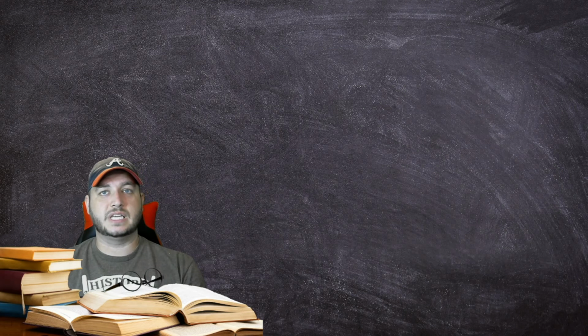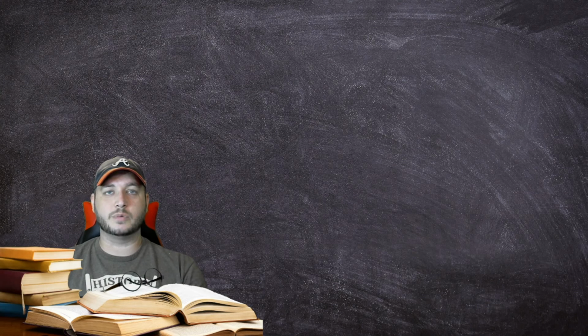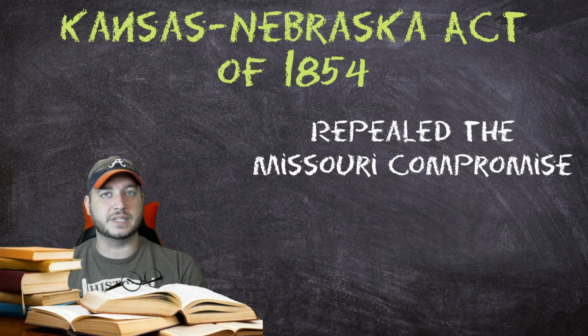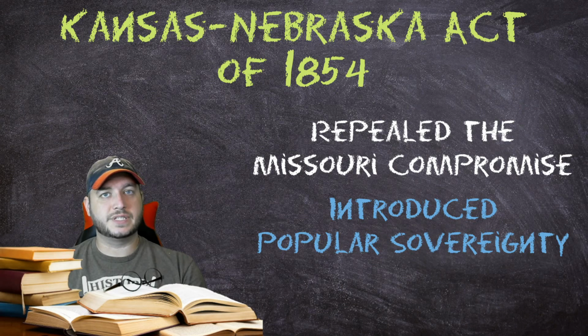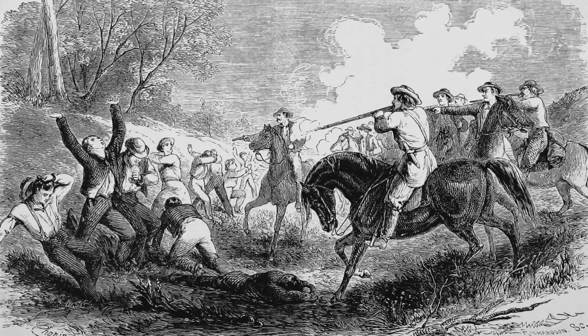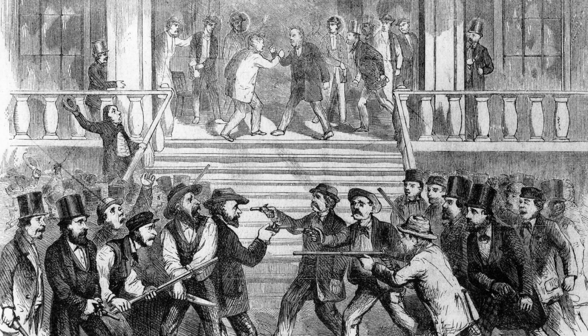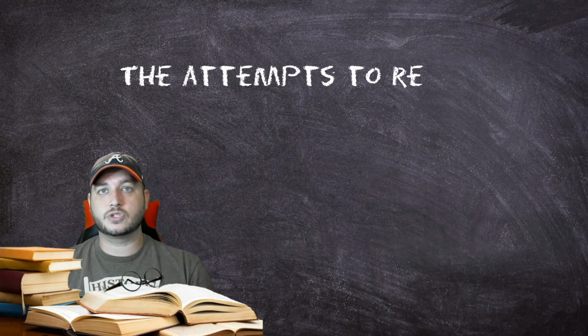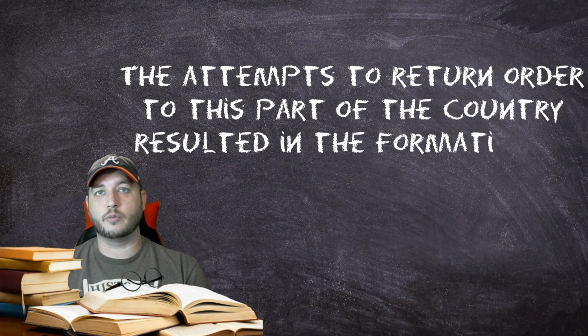The next major attempt to keep the Union together and maintain the balance of power was the Kansas-Nebraska Act of 1854. This act repealed the Missouri Compromise and allowed for the question of slavery to be determined under popular sovereignty. This idea was similar to the provision for the territories mentioned in the Compromise of 1850 and had tragic results. The act gave birth to violence, bloodshed, and bleeding Kansas as pro-slavery and anti-slavery forces clashed in the Kansas territory, which was a prelude to the Civil War, over whether or not the territory and eventual state would be free or slave. The attempts to return order to this part of the country resulted in the formation of the Republican Party.